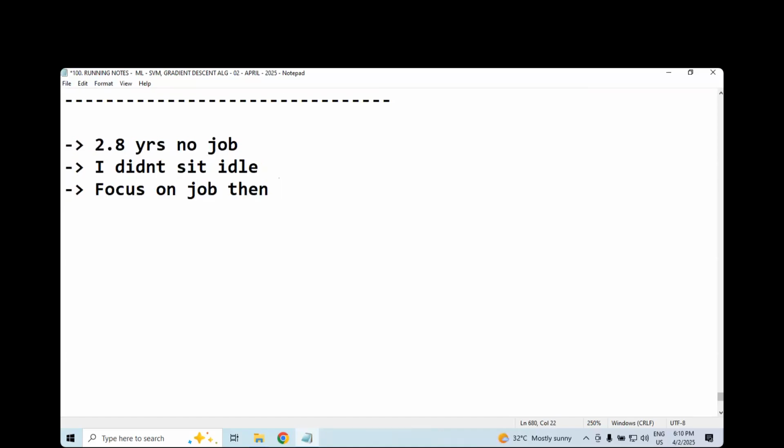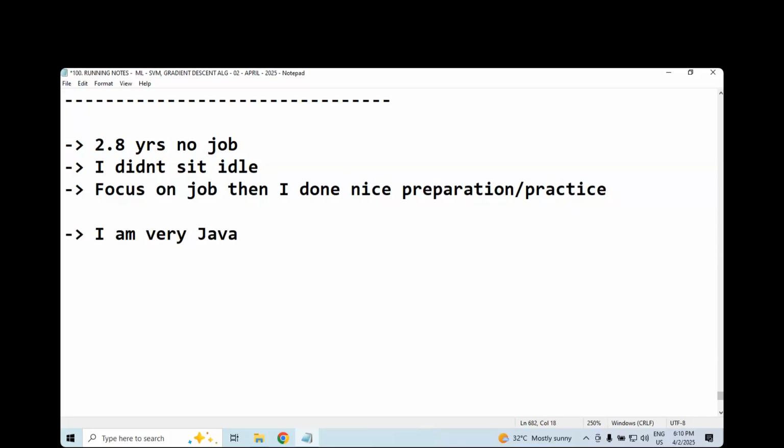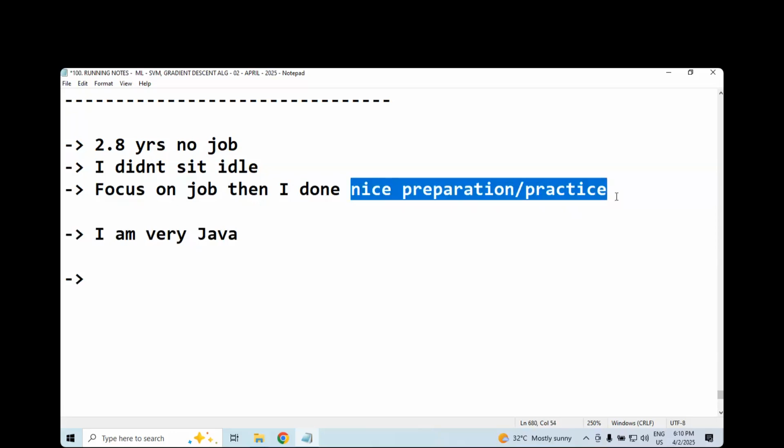Then I did really nice preparation, sir, and you can't believe it. One small point I would like to say: I'm very good in Java. Till date, I have those Java vibes. In the olden days, in 2011 and 2012, I learned a Java course. That nice preparation helped me while working.